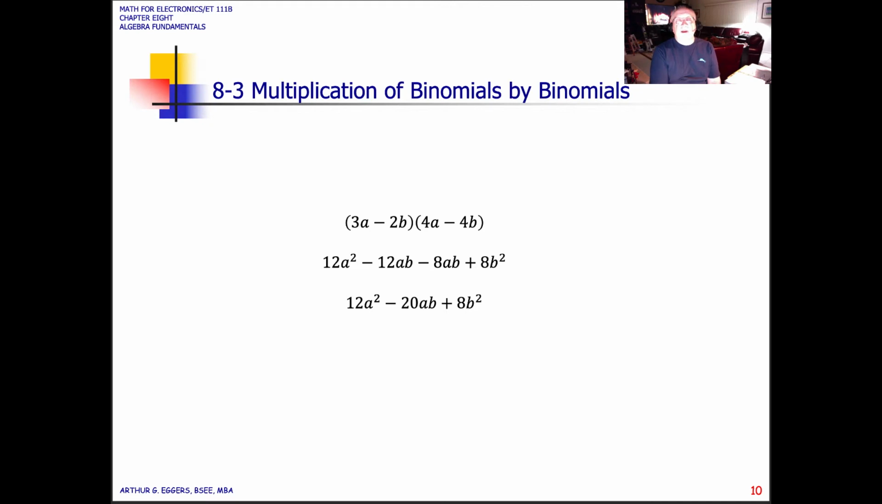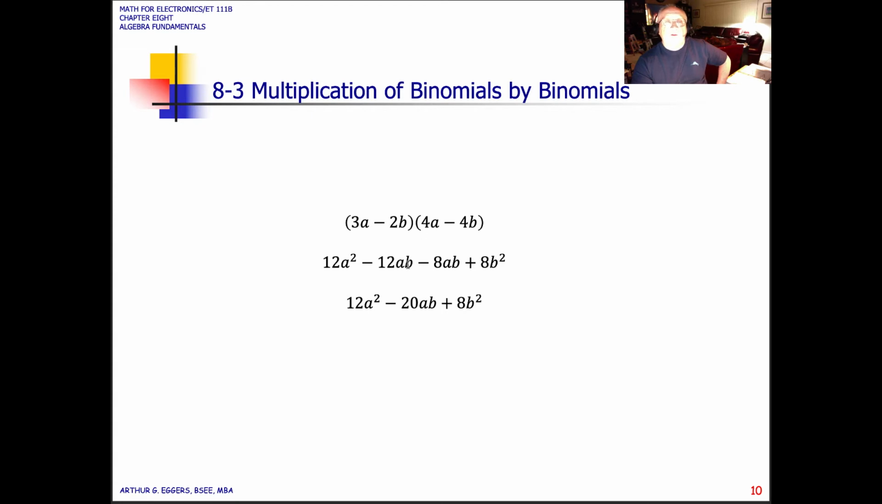3a minus 2b multiplied by the value in the second parentheses, 4a minus 4b. So we take the first term times the first term, the first term times the second term. Then we do the second term times the first, and the second term times the second. So we end up with 3 times 4a gives us 12a squared. 3 times minus 4b gives us minus 4ab.